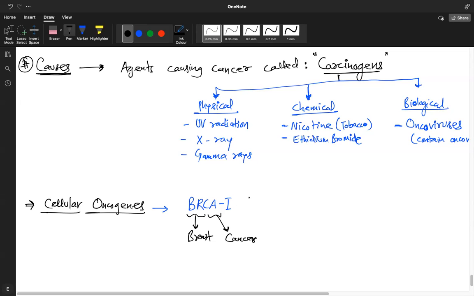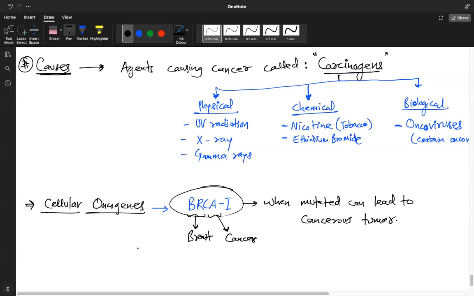So this gene, when it gets mutated, can lead to a cancerous tumor. Now you must be thinking, if this is a bad gene, what is it doing inside our body, correct? Any idea? Why do we have this gene if it has the potential to cause cancer?